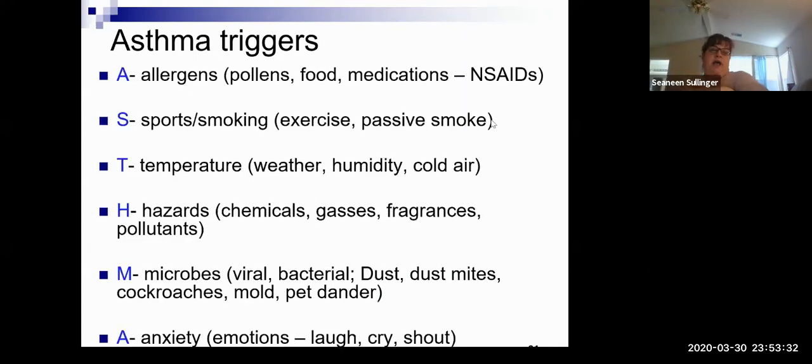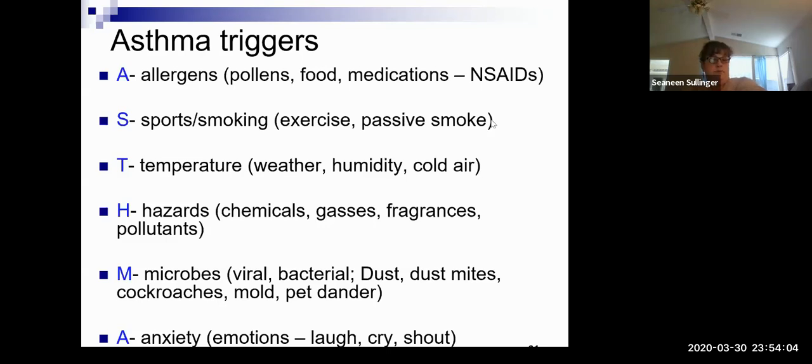So different triggers. I actually got this acronym from my CRS group, yay, as a way to help you remember the different types of asthma triggers out there. So A is allergens, could be medications, pollen, food, sports-induced, smoking, passive smoke, temperature, right? Sometimes the weather, humidity, or cold air. Different hazards like pollutants, chemicals, perfumes, right? That's why they kind of tell you don't wear perfume in clinical, or cologne.